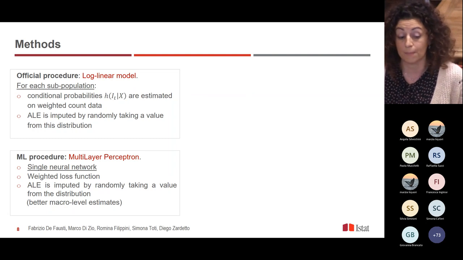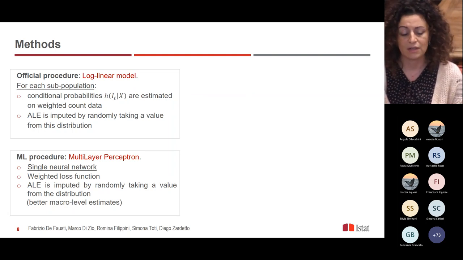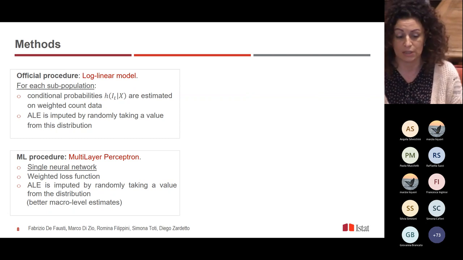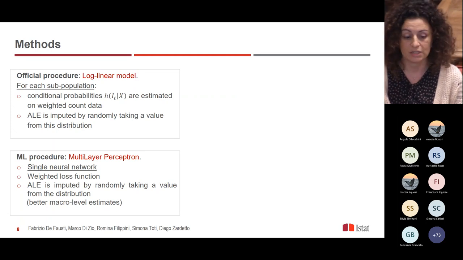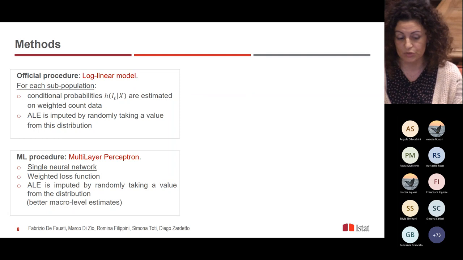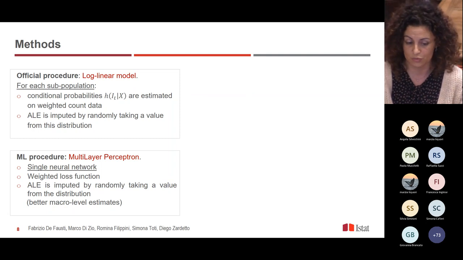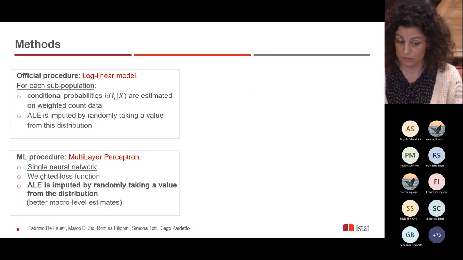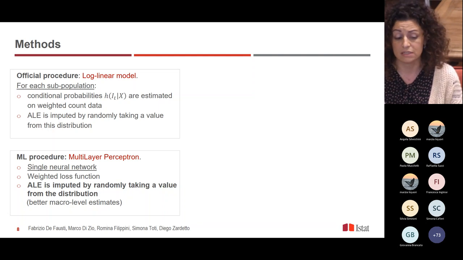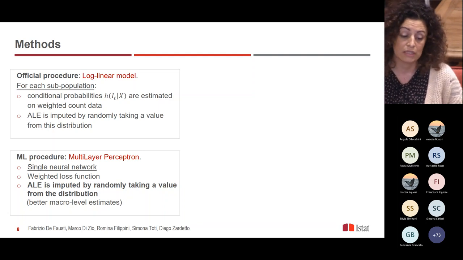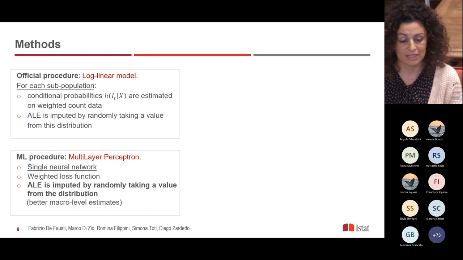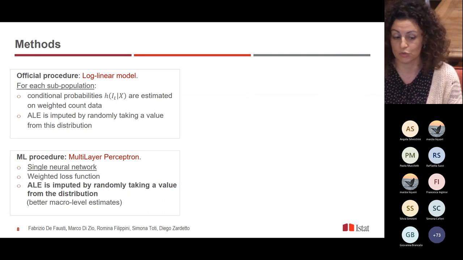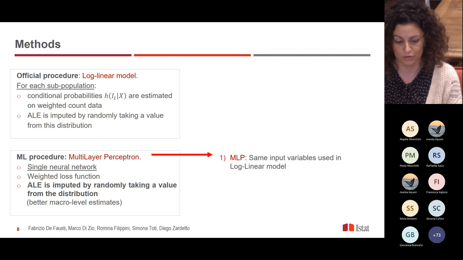As regards the machine learning, we apply a multilayer perceptron model. And in this case, we do not need to divide the population into subgroups, but just one single neural network is trained. We use the weighted loss function, and then ALE is imputed by randomly taking a value from the distribution. This is a small but important modification with respect to the standard use of the multilayer perceptron that usually considers only the modal value. But in this case, we wanted to better reproduce macro-level estimates. So we randomly take a value from the estimated distribution, like in the log linear process.